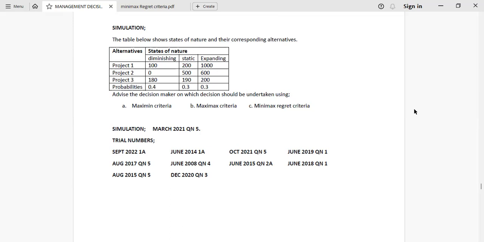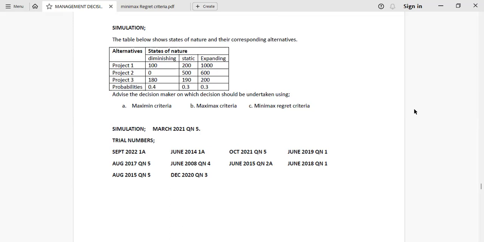We are now looking at the computation of how we can determine decision making under uncertainty. And the simulation we have is very short.